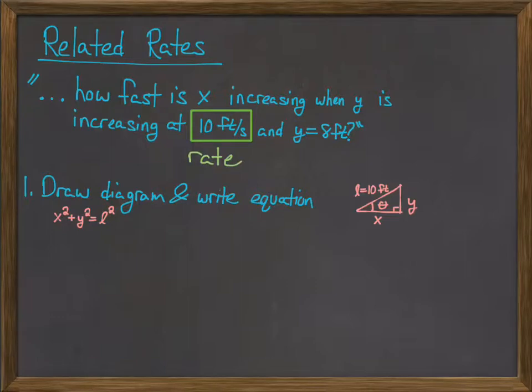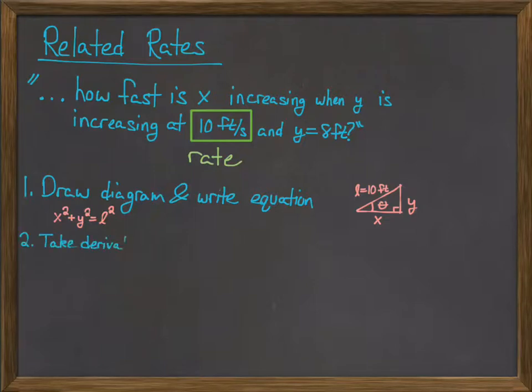Even though there might be other variables, like in this case I drew a theta on there, that doesn't matter. So you want to write an equation that relates the rate you're given, which in this case is dy dt, and the rate you want, which is dx dt.